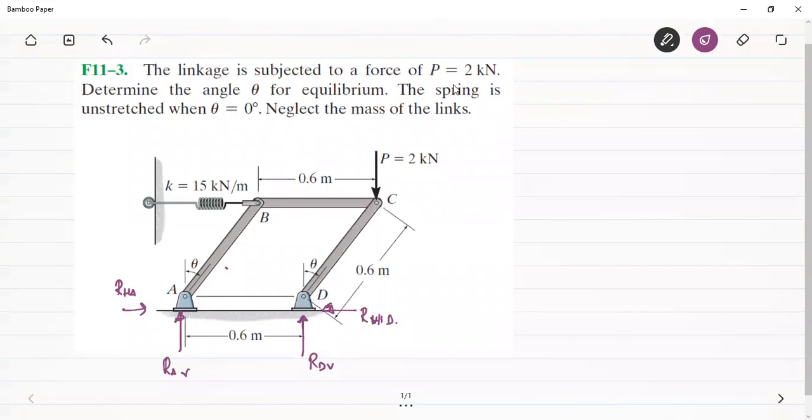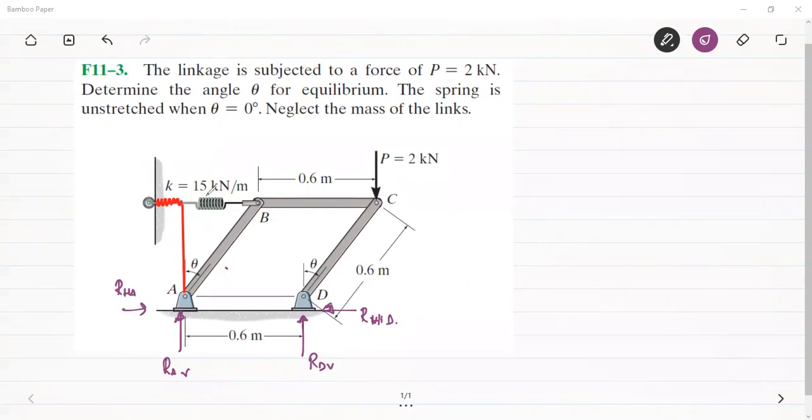Now, one thing to note here is that the spring is unstretched when theta is equal to 0. Currently, we are having theta. When will theta be 0? What should be the shape of the link at that time? The link will be in this position, isn't it? This means theta is equal to 0 because theta is measured from here. When theta is equal to 0, then the spring will assume some position like this. This will be the position of the spring.